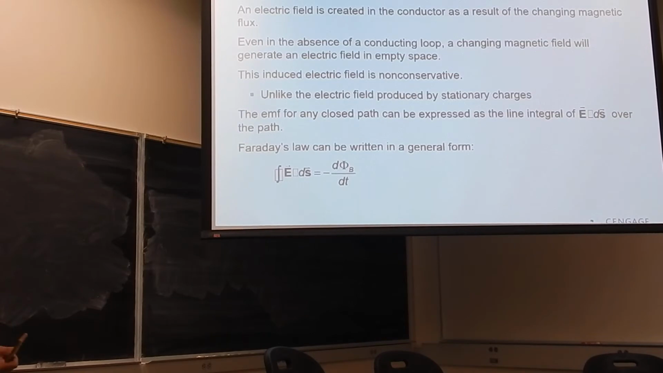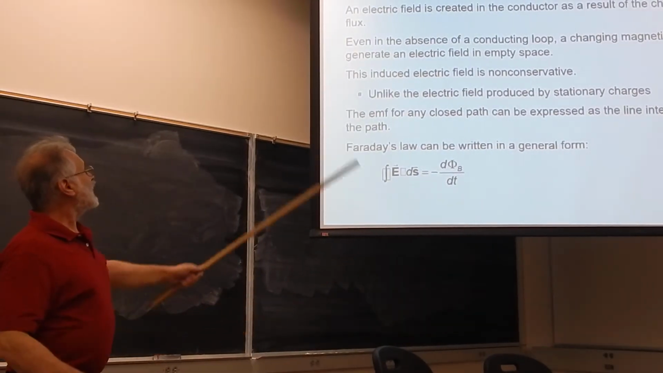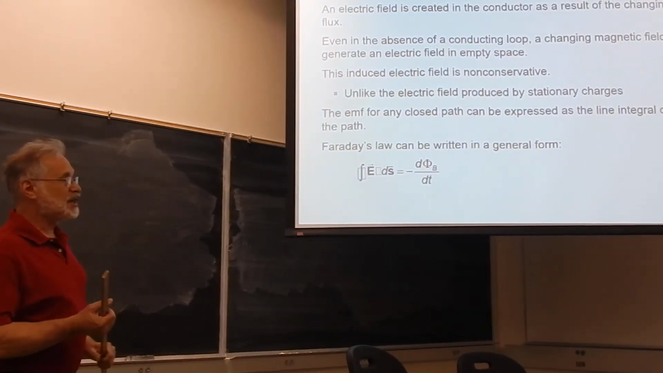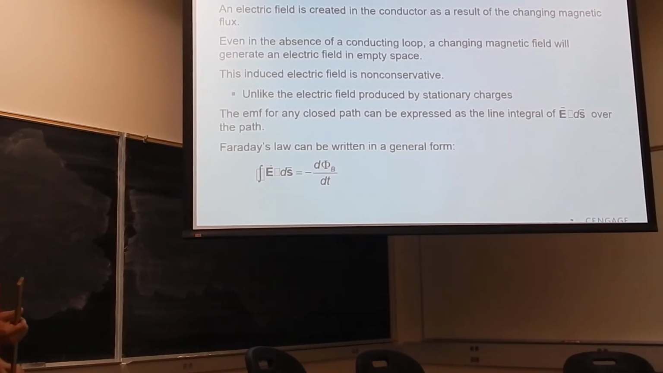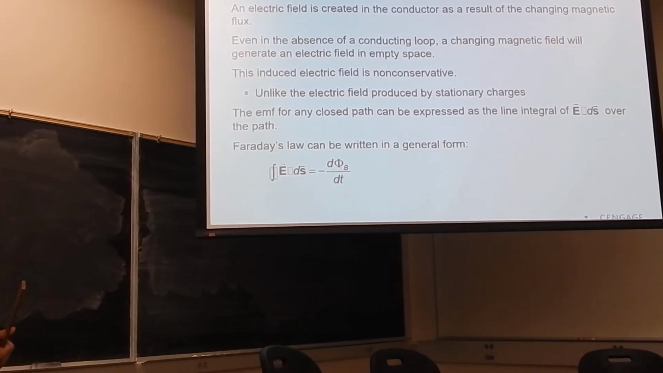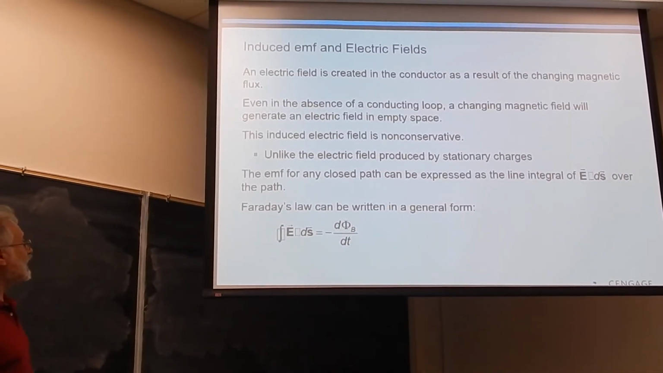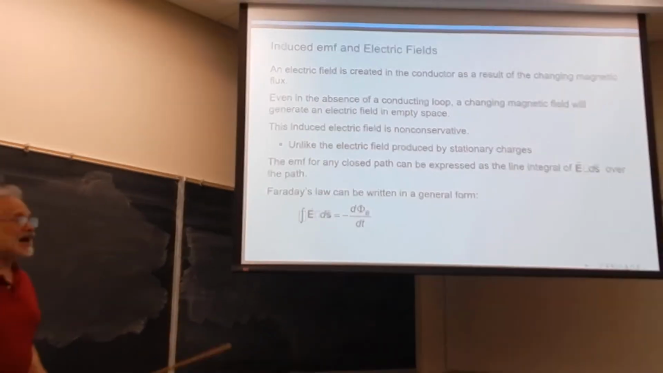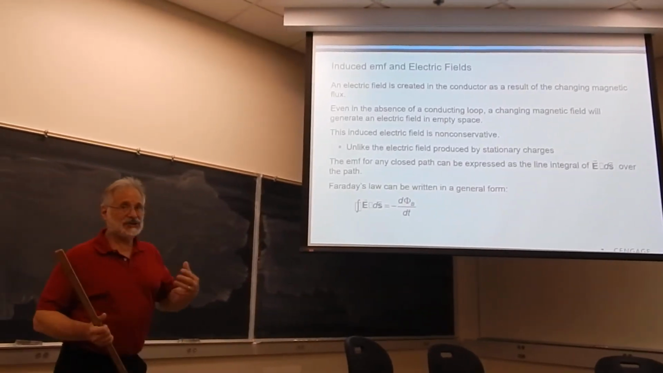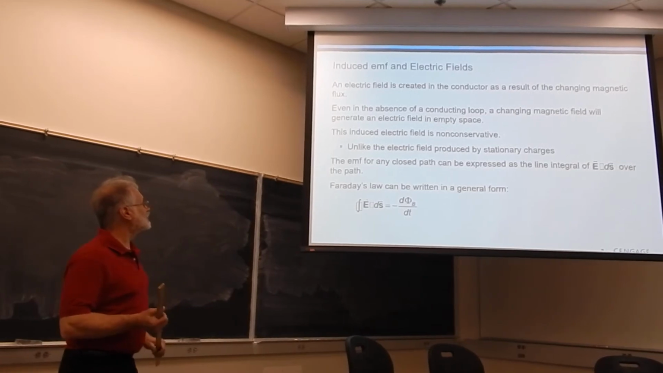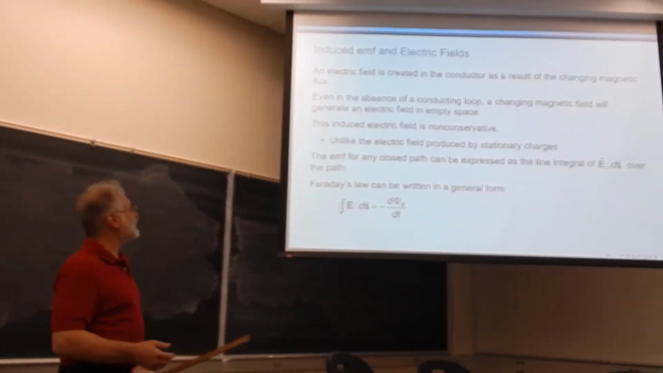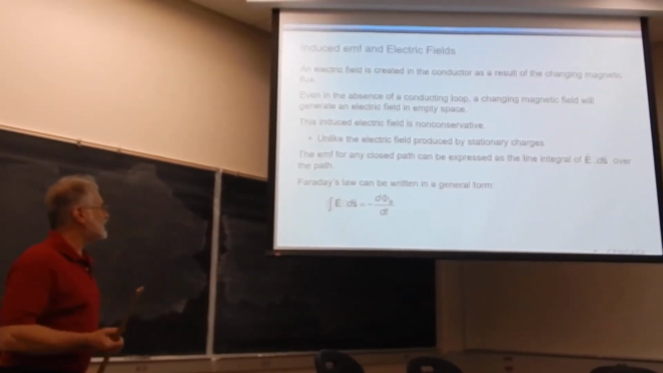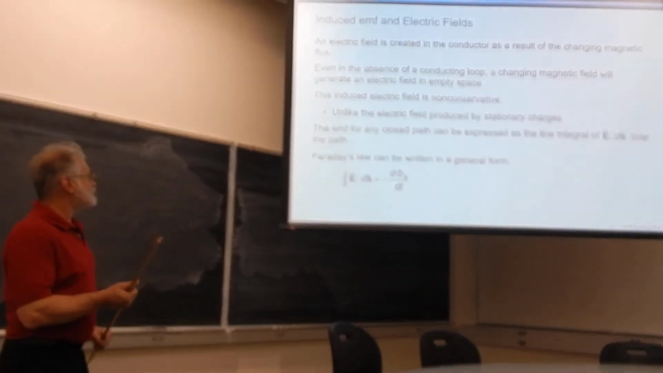or charged objects. So even in the absence of a conducting loop, a changing magnetic field will generate an electric field in empty space. Unlike the electrostatic field, though, this field is not conservative, so there's not a potential associated with this field. So it's not like the field produced in the electrostatic case.